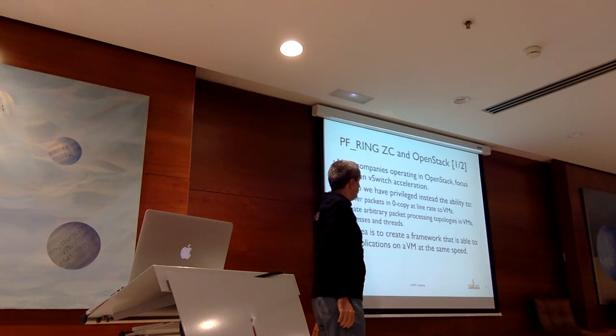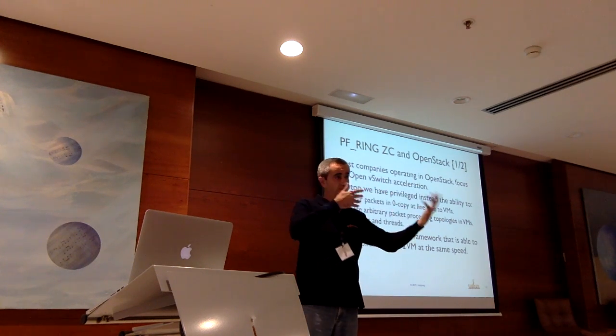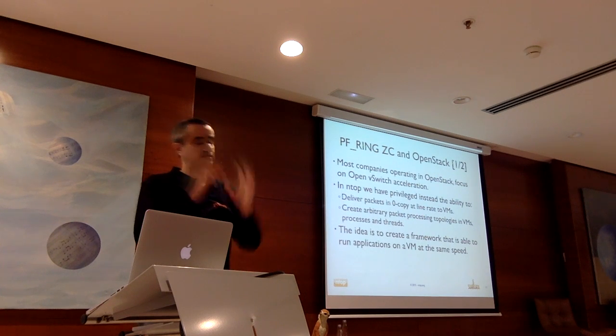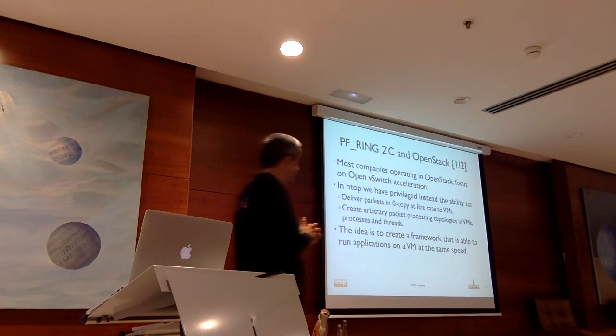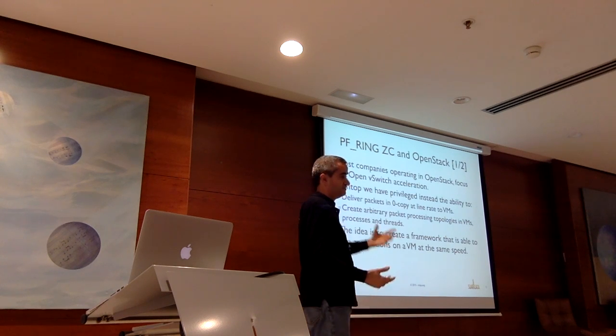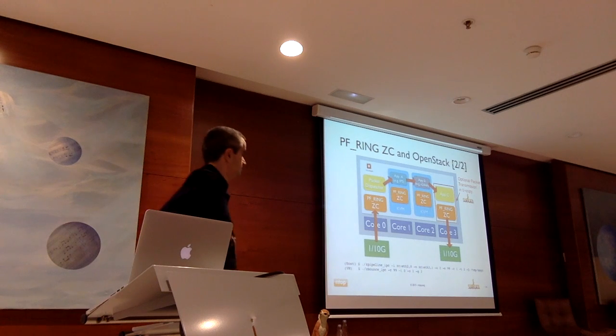But in our case, we have decided not to accelerate Open vSwitch. That is a switch that is moving packets here and there. Instead, we wanted to focus on the virtual machine. So the idea is that we want to deliver zero copy packets to the VM, and we want to create arbitrary topologies. A typical example is the one that is depicted here.